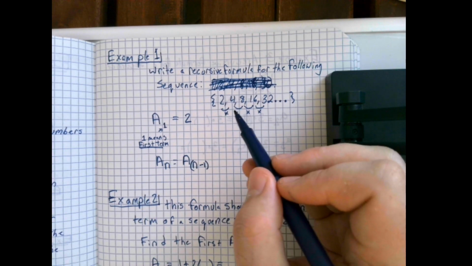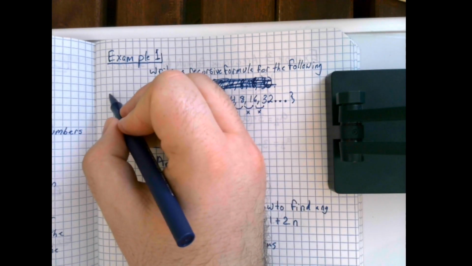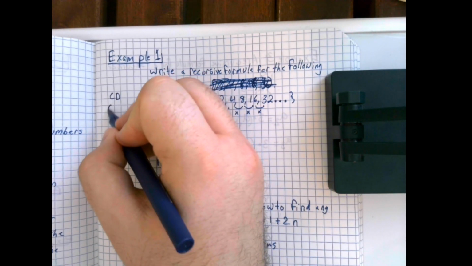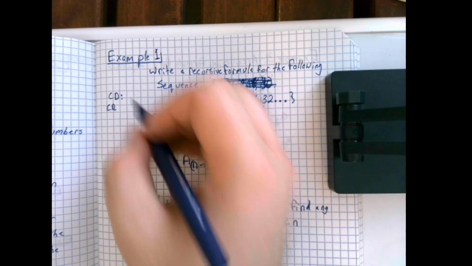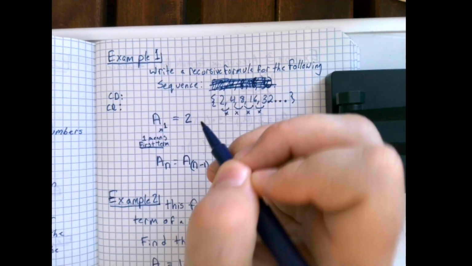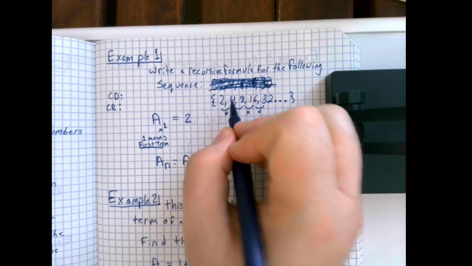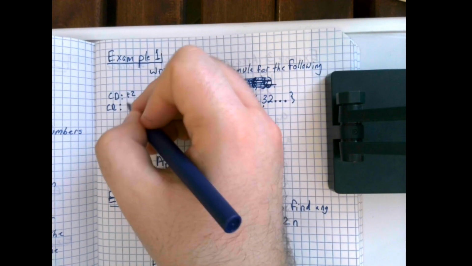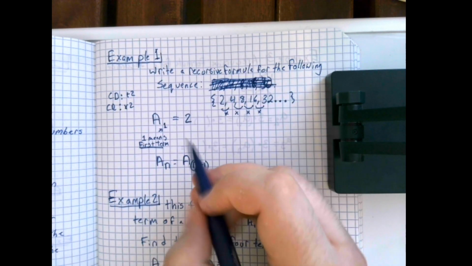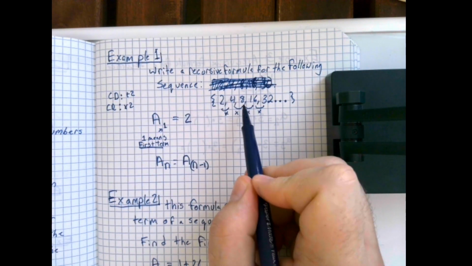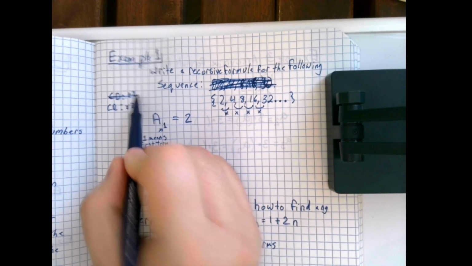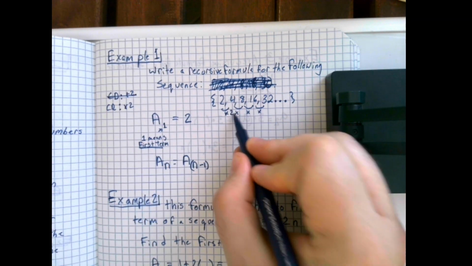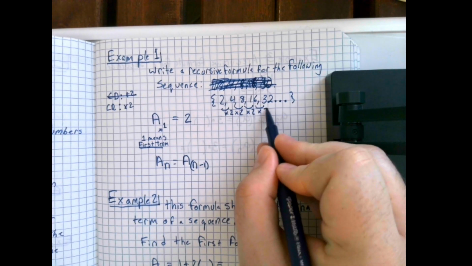Well, there's two possible options. There's a common difference and a common ratio. The common difference we would find by subtracting or adding. The common ratio is by multiplying. From 2 to 4 could be plus 2 or times 2. And then all we have to do is check the next one, 4 to 8. Well, 4 to 8 is times 2, not plus 2. So it's times 2, times 2, times 2, and times 2.